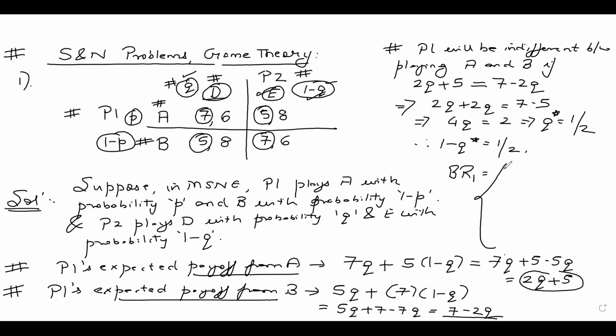Now look at the best response function for player one. So clearly you can see that when Q is equal to half, player one is indifferent between playing A and B. That means P lies between 0 and 1. When he is indifferent between playing A and B, it means he'll play both A and B with some probability. So P lies between 0 and 1.